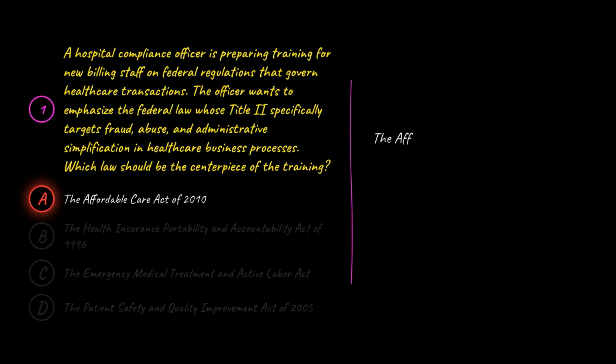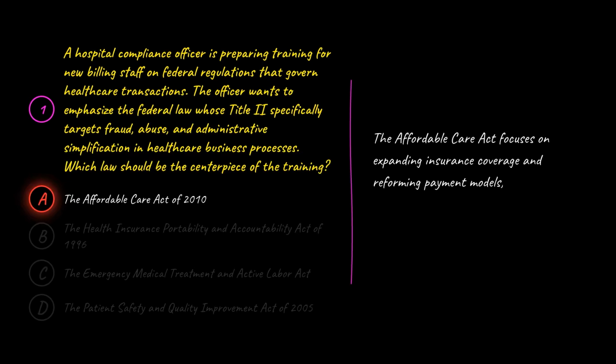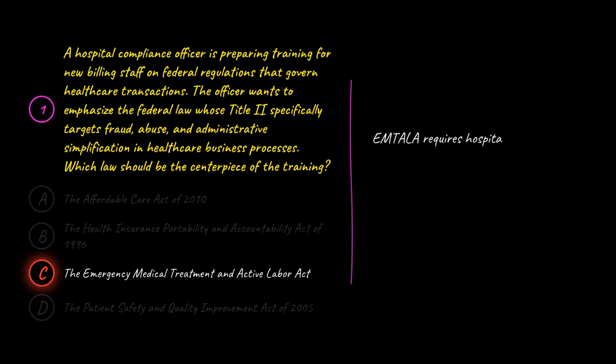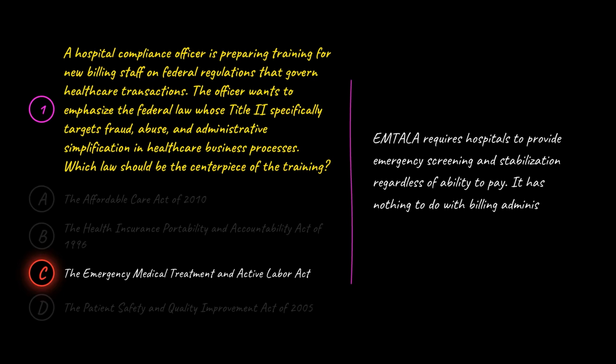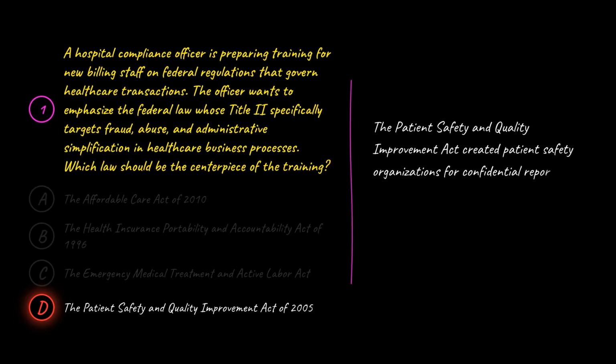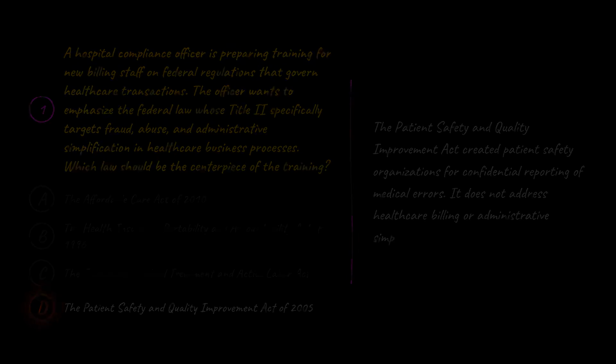A is wrong because the Affordable Care Act focuses on expanding insurance coverage and reforming payment models, not on administrative transaction standards or fraud prevention at the transaction level. C is wrong because EMTALA requires hospitals to provide emergency screening and stabilization regardless of ability to pay. It has nothing to do with billing administration or electronic transaction standards. D is wrong because the Patient Safety and Quality Improvement Act created patient safety organizations for confidential reporting of medical errors. It does not address healthcare billing or administrative simplification.